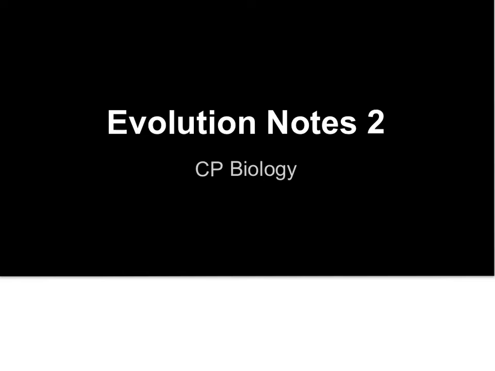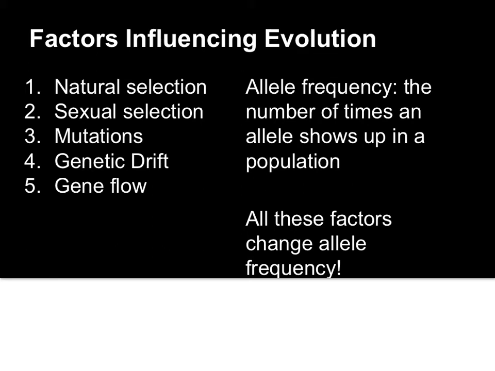All right, so here's our second video on evolution and the different ways in which evolution occurs in populations. We have some factors that are going to influence evolution: natural selection, sexual selection, mutations, genetic drift, and gene flow. All of these five are going to affect evolution and how it occurs.